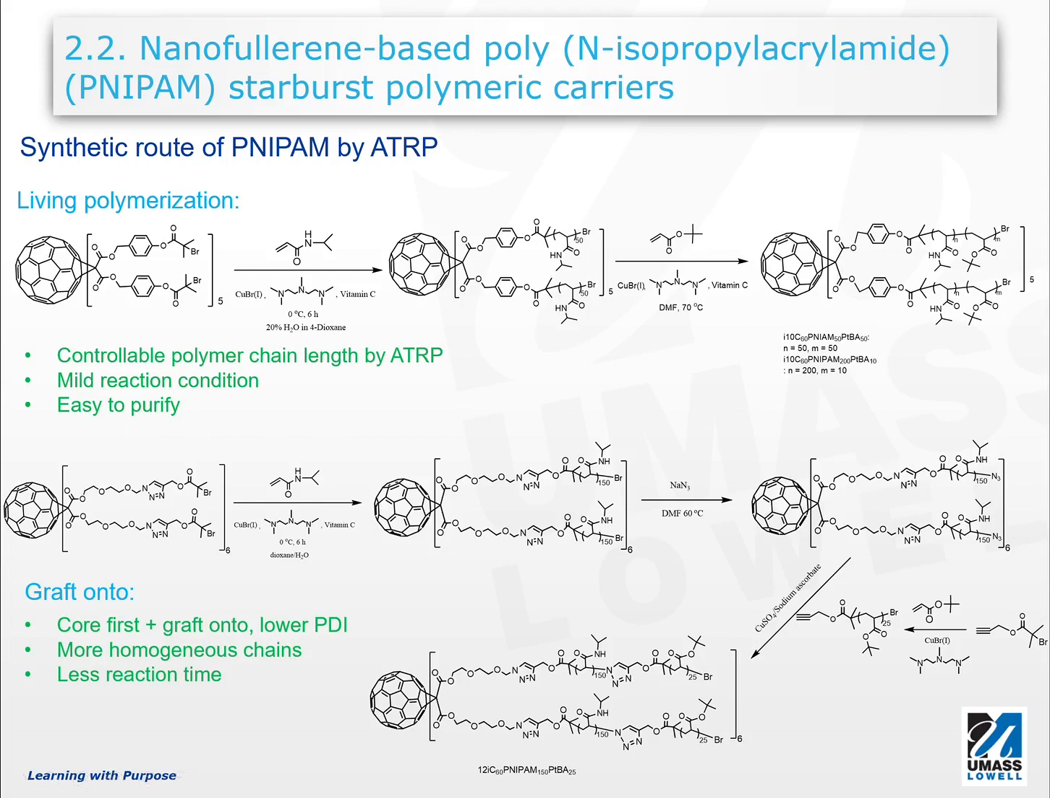The second pathway we did is we tried to use this structure with 12 initiating sites. First, still the same, we use ATRP to grow the first polyNIPAM block. However, for the second block, we changed the bromide group into the azide group, and then we clicked the second block directly on the first block. So we synthesized the second block first to make sure they have homogeneous chain lengths.